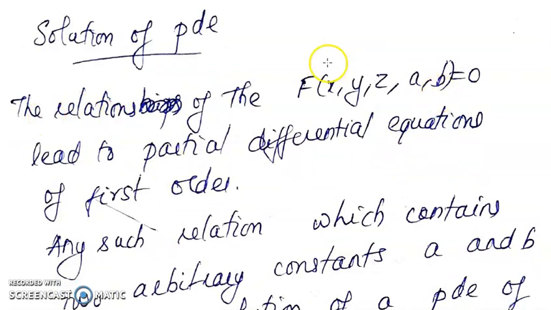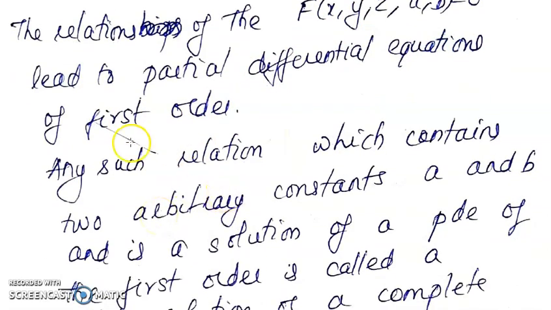Now, if you have a relationship of the form f of x, y, z, a, b, where a and b are arbitrary constants, then this will form a PDE of first order. That's what we have seen now. Okay. Now, any such relation which contains two arbitrary constants and which is a solution of a PDE.